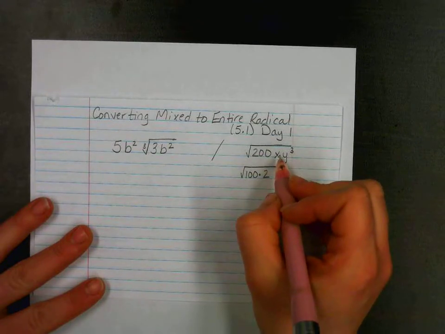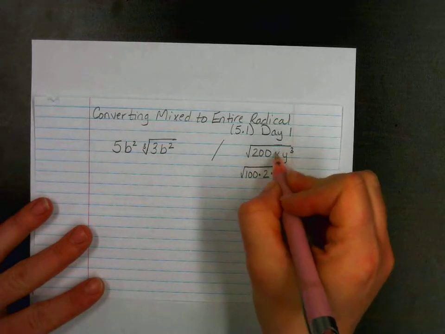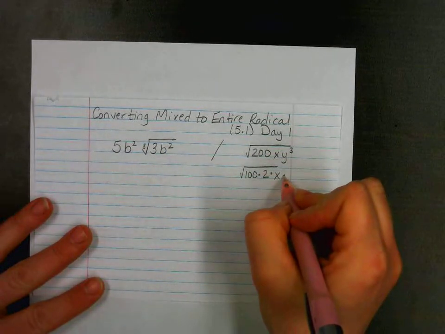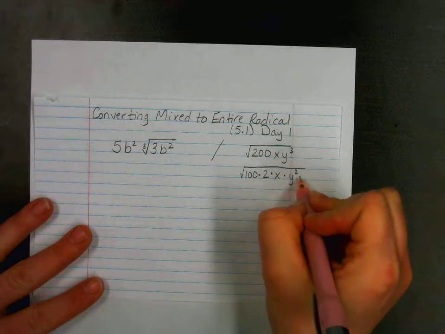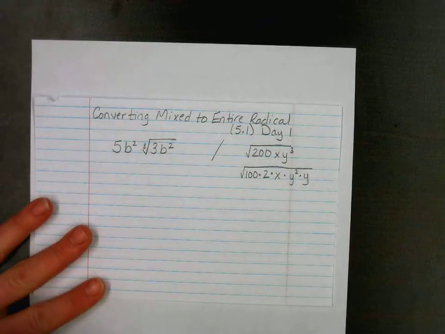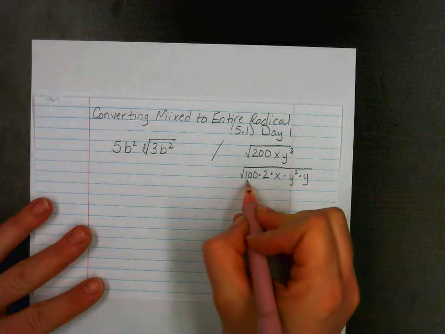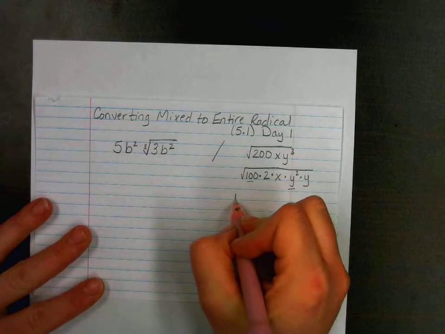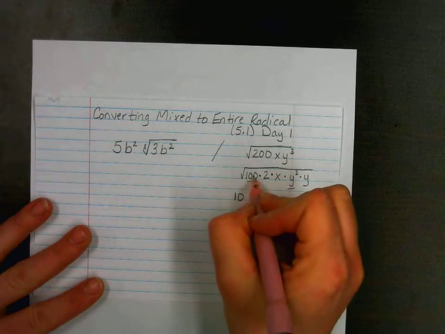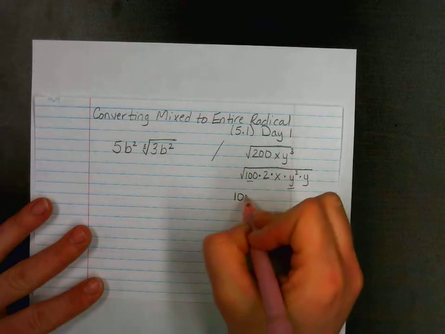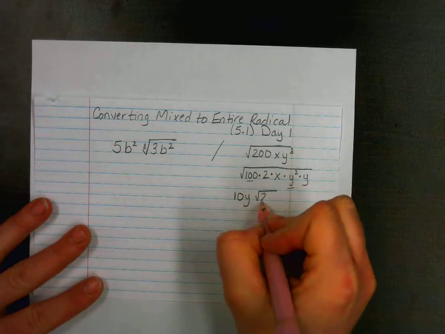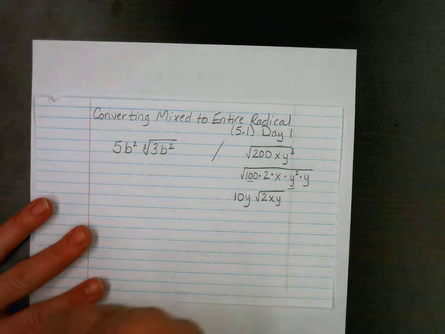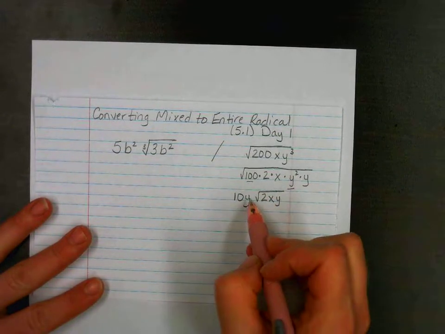All right, so from here, I'm going to now write this as a product of my variables. Well, there's no perfect square for x, so this is going to stay as an x. I'm going to write this as an x squared times a y. Okay, and so now what we want to do is we want to, again, highlight our perfect squares. We're going to bring those outside our radical. So this would be a 10, because the square root of 100 is 10. And the square root of y squared is simply y. And I'm left with 2xy inside my radical.